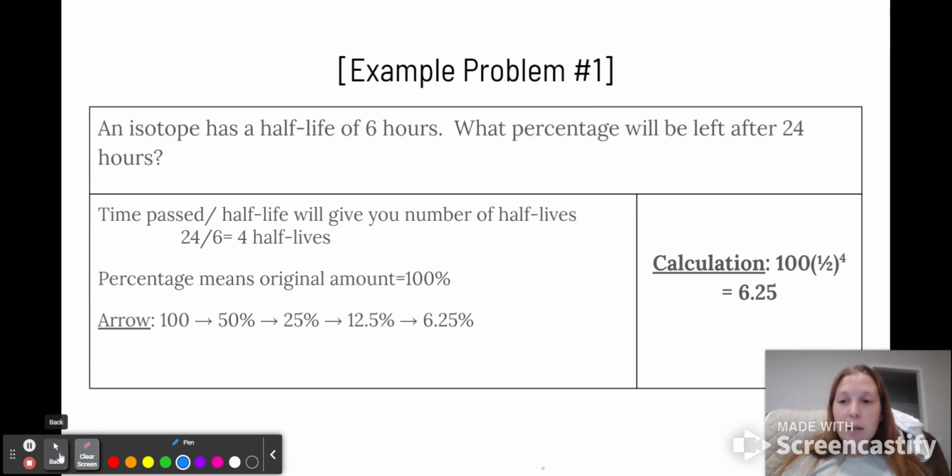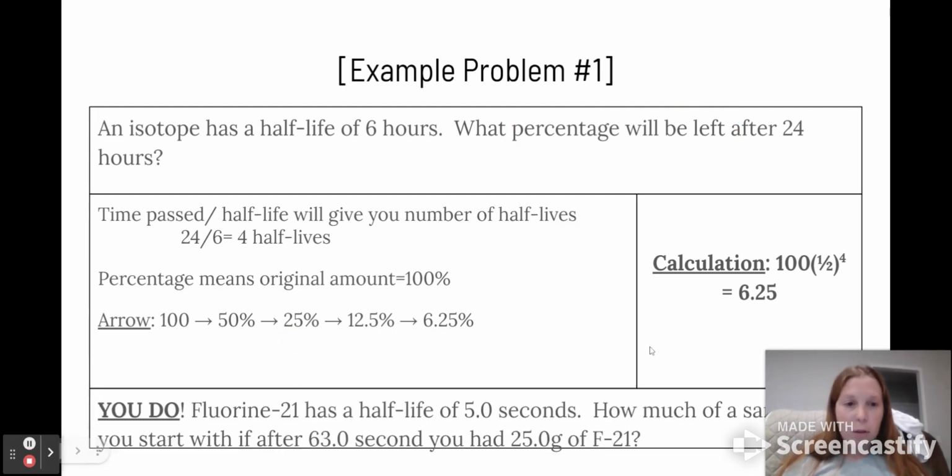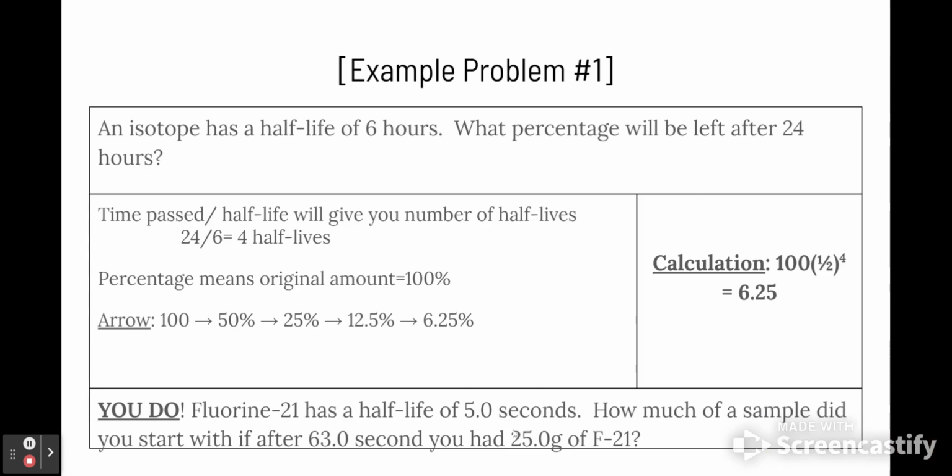So now that you've seen this, I want you guys to pause the video after I move all my little stuff here. Pause the video and try this example for me.